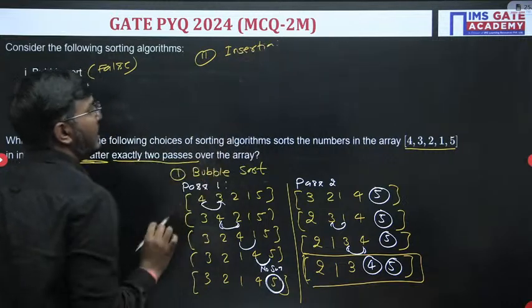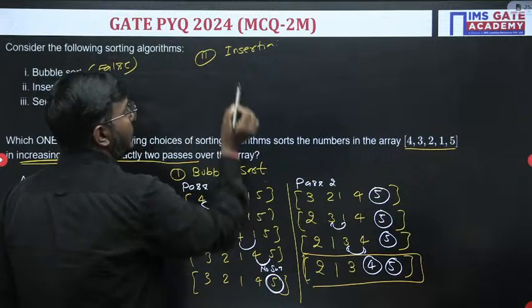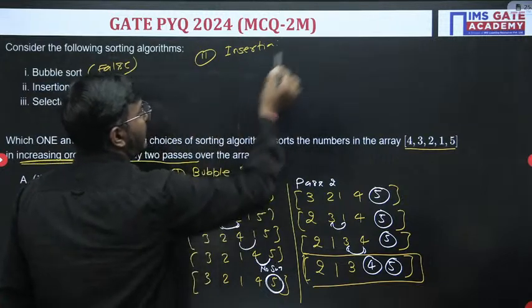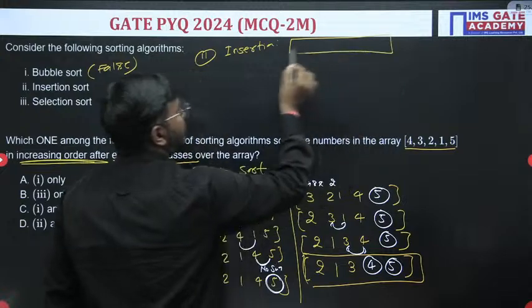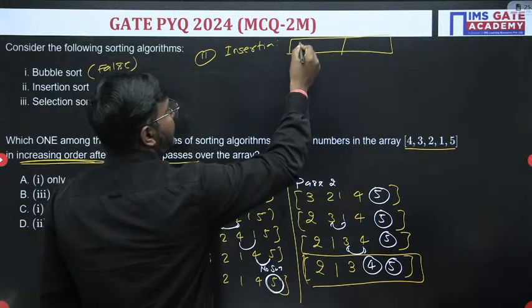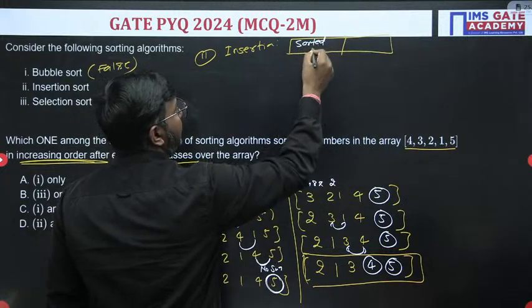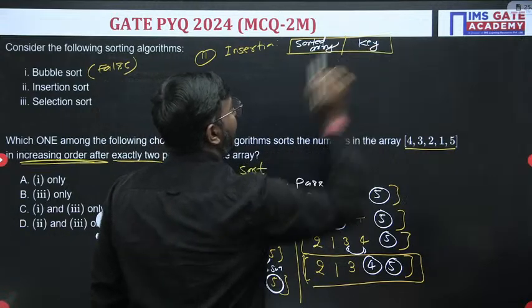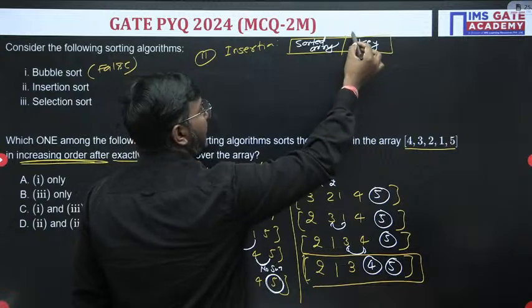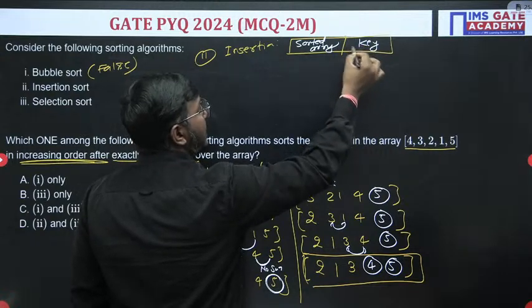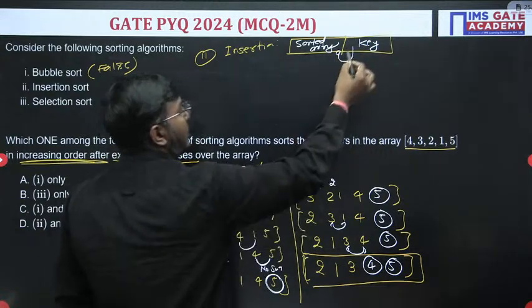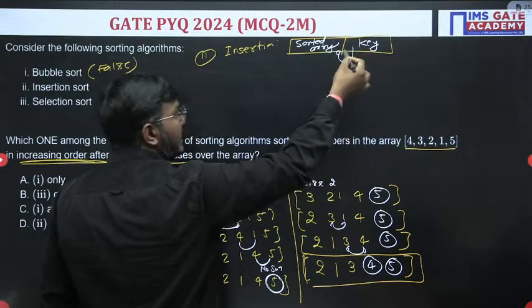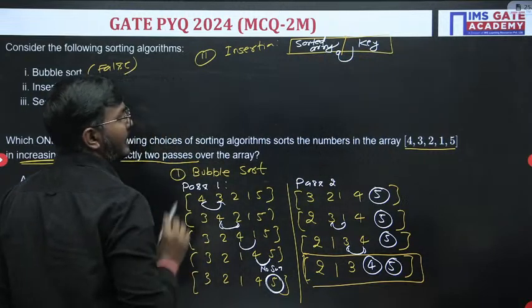Insertion sort. Again, we know insertion sort works on two parts. One is a sorted array, and here we'll have the keys. From this set of keys, we try to insert one key at a time into the sorted array. See how this works here.